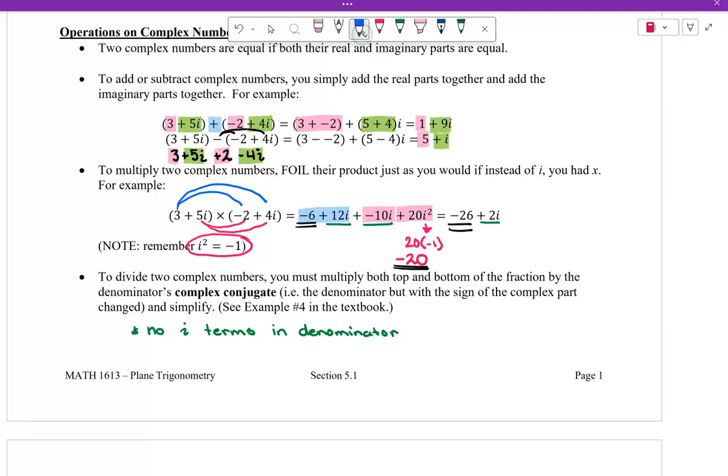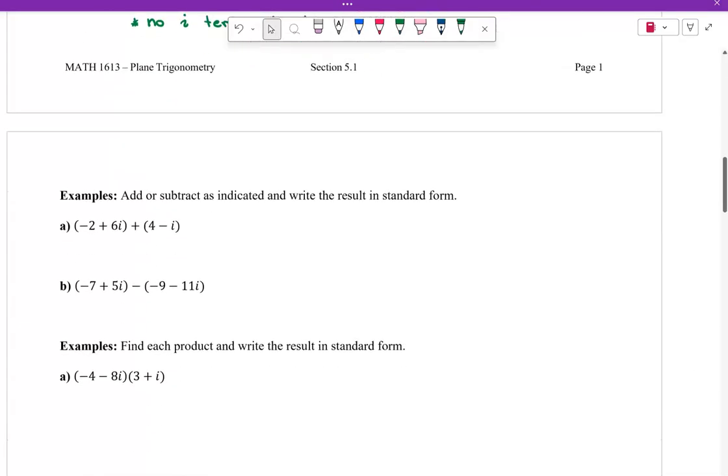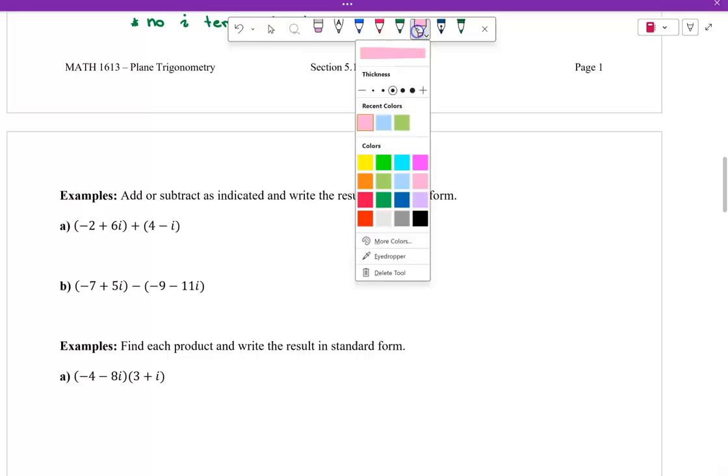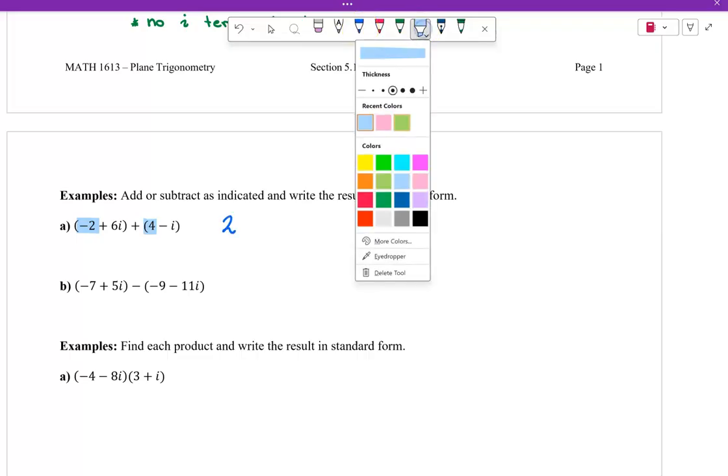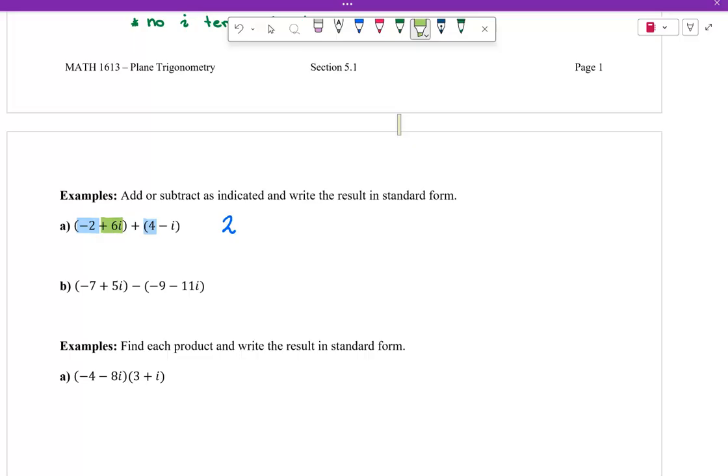Okay, so let's go see what we got. The first one is adding. So we just want to add our like terms together. Plus signs don't change anything. So negative 2 plus 4 is 2. And then we're going to say 6i minus i is a 5i. And there we have our answer.